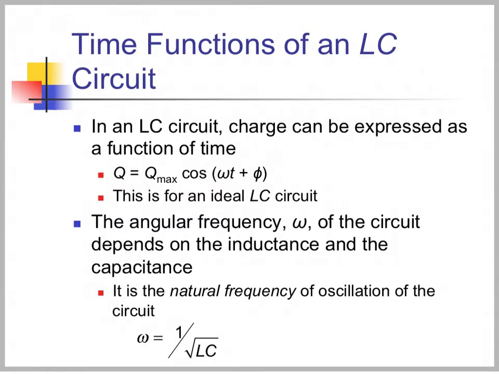So in an LC circuit, charge can be expressed as a function of time. The charge on the capacitor is the maximum charge times cosine of omega t plus phi. This is for an ideal LC circuit. And the angular frequency omega of the circuit depends on the inductance and the capacitance. It's called the natural frequency of oscillation of the circuit. And omega for this circuit is 1 over the square root of LC.